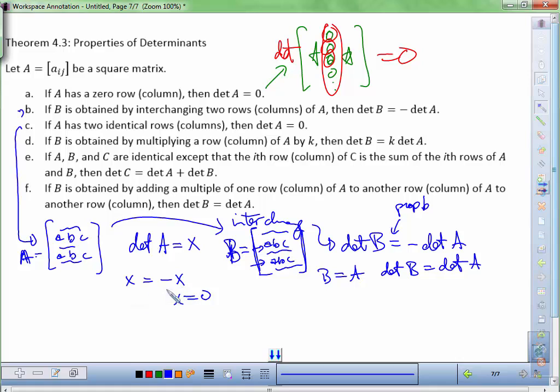So if you solve for this, 2x is equal to 0, x is equal to 0. So you get to conclude that the determinant of A has to have been equal to 0 for this to be true.